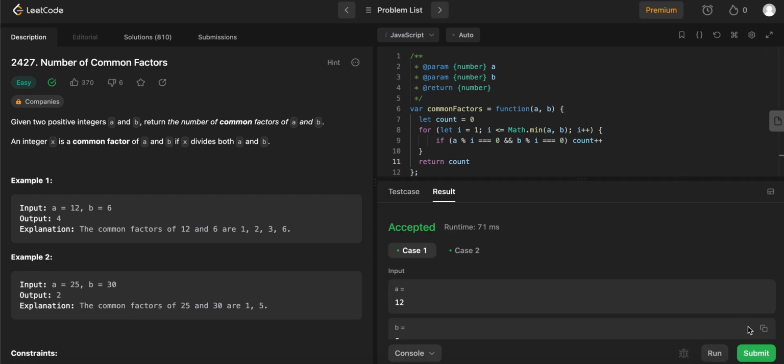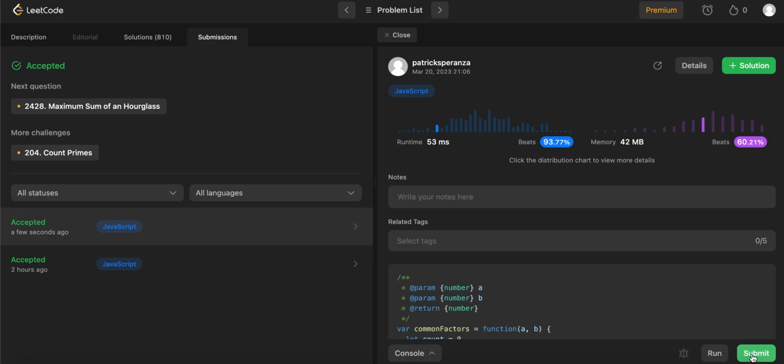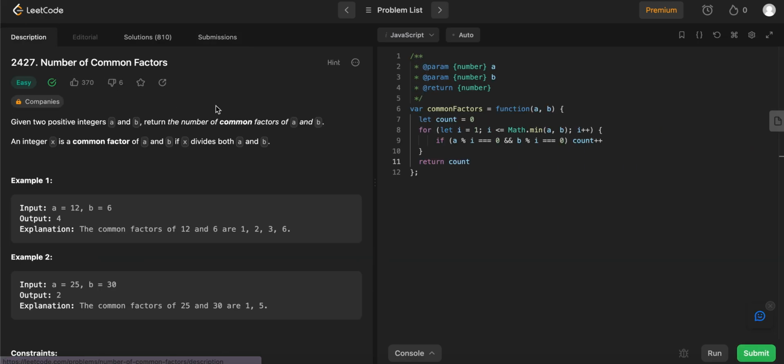Let's see if this is working. Looks good so far. And there we go. That's how we solve this LeetCode challenge.